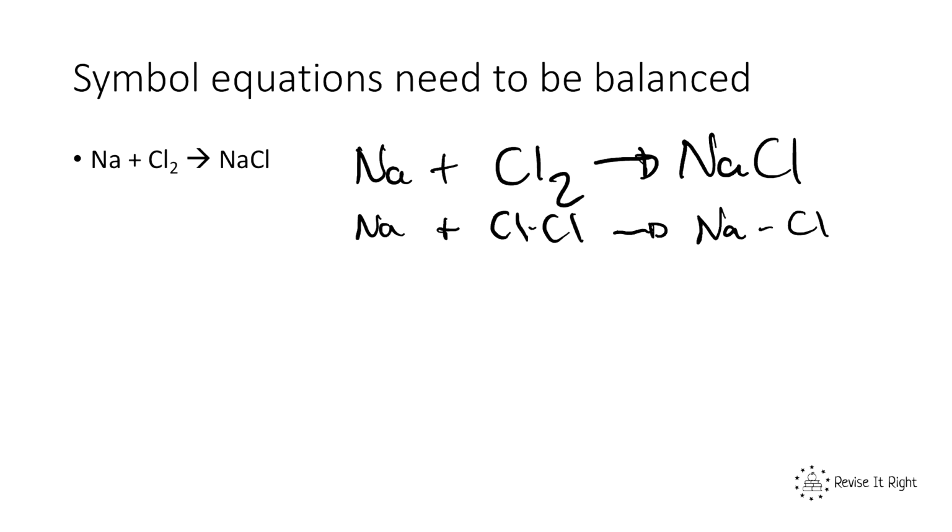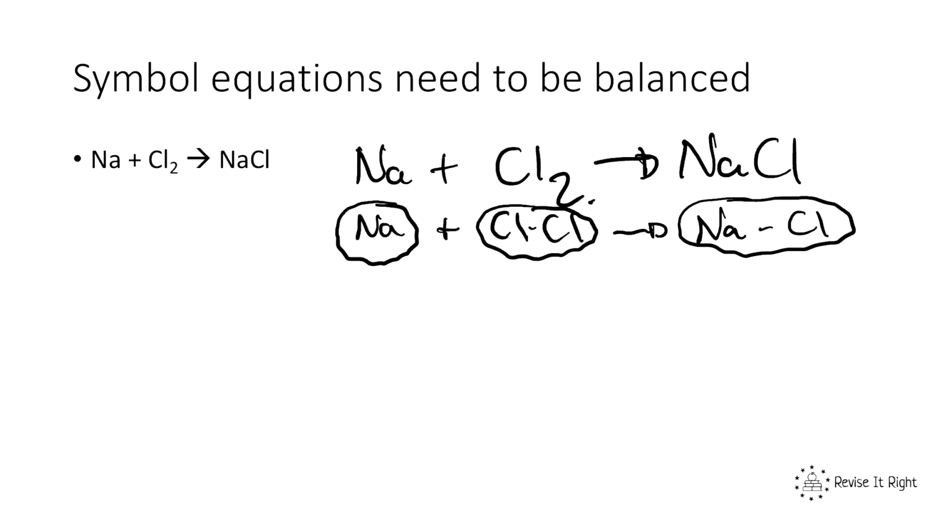Now we cannot mess with those numbers. This little number here we cannot mess with. To show that we can't do that, I'm going to circle these elements to show that we cannot add any numbers to that. We cannot change this little 2. So now let's count what we've got. Na on the left, we've got 1. And Cl on the left, we've got 2. So 2 there and 1 sodium there. Whereas on the product side, we've got 1 sodium and we've got 1 chlorine.